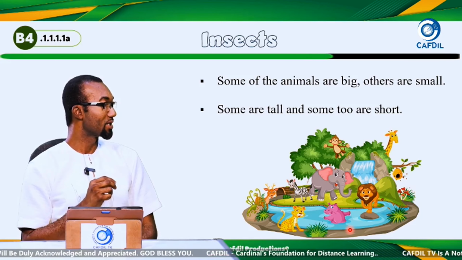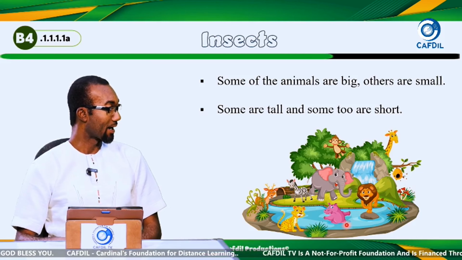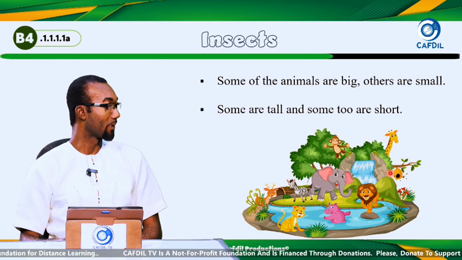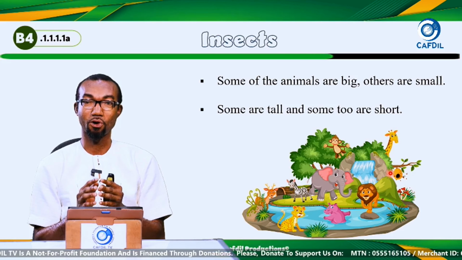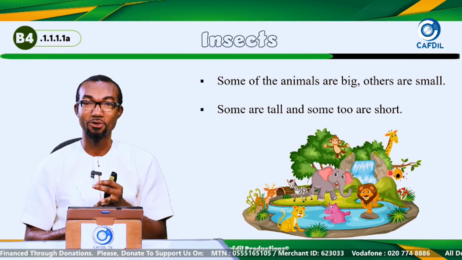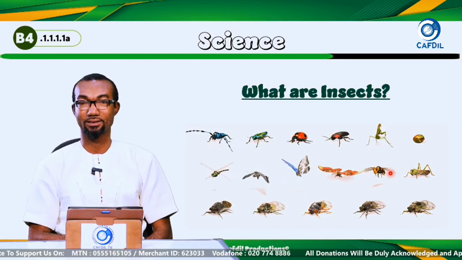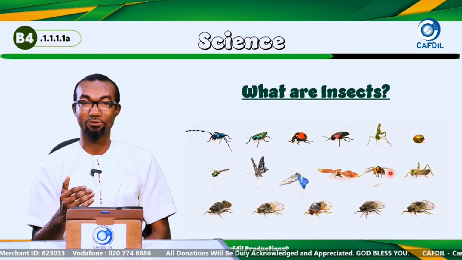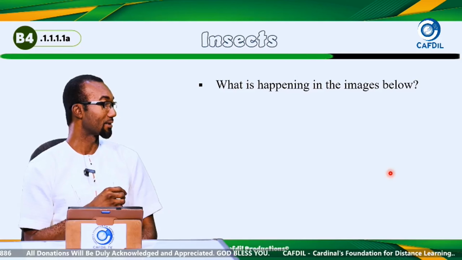Some of these animals we see around are big. If you look at the hippo and the elephants here, they are big as compared to the monkey and the bees you see here. Some too are tall, some too are short. So all the animals that we see in our environment are not the same. Some are big, some are small, some are tall, some are short. Good. Now, what are insects? The lesson demands that at the end of this series of lessons, you'll be able to classify certain animals as insects. So what are insects?